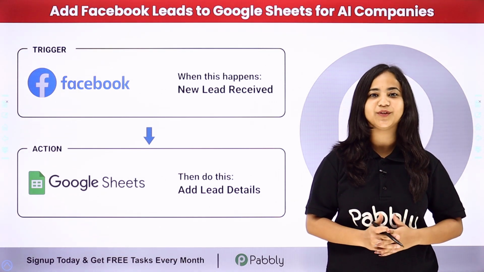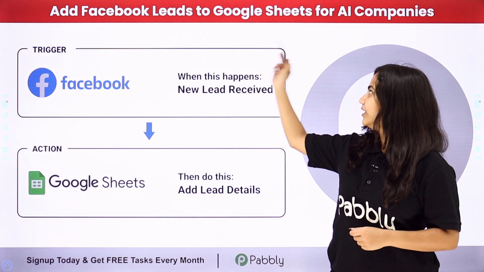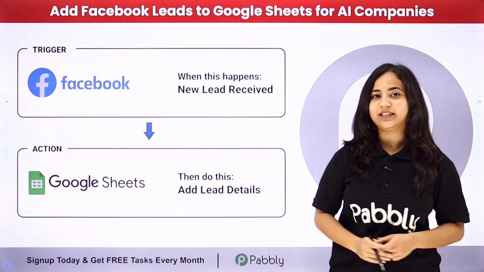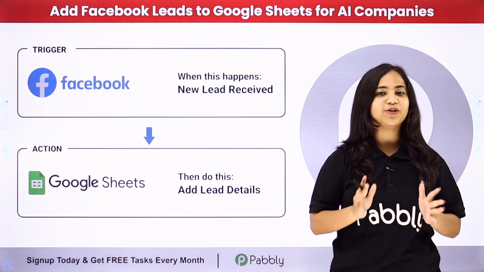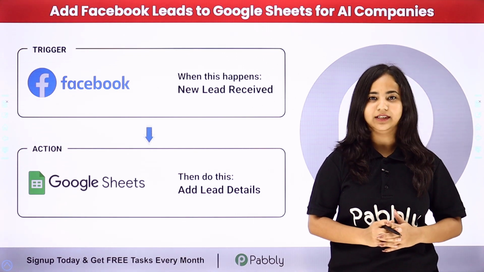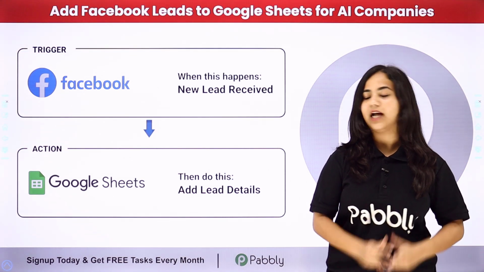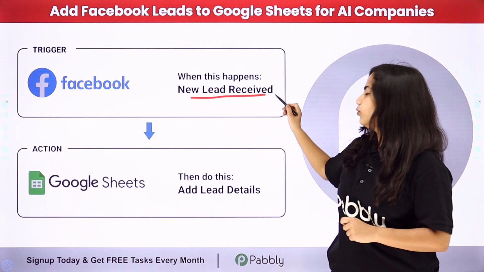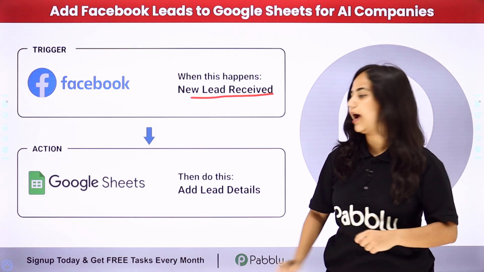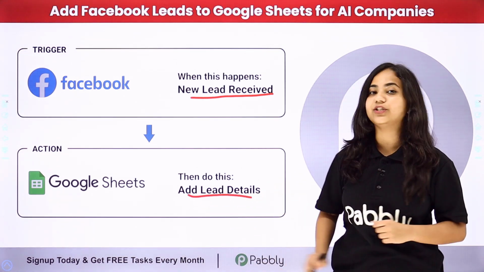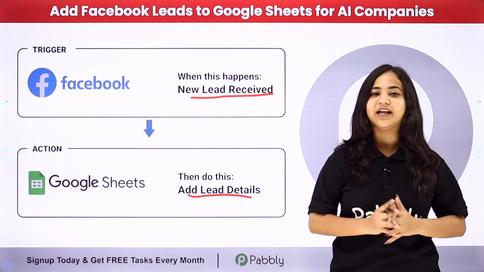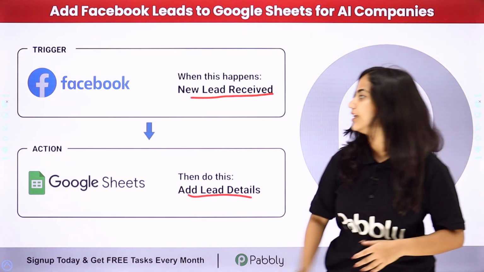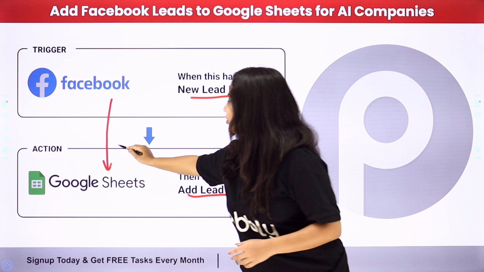Today in this video we are going to see how to add Facebook leads to Google Sheets for AI companies. So I own an AI company and to market my business I use Facebook lead ads. And here my objective is that whenever a new lead is received through Facebook lead ads, I want to add all the lead details into my Google Sheets automatically. For that I'm simply going to create a connection between Facebook lead ads and Google Sheets.